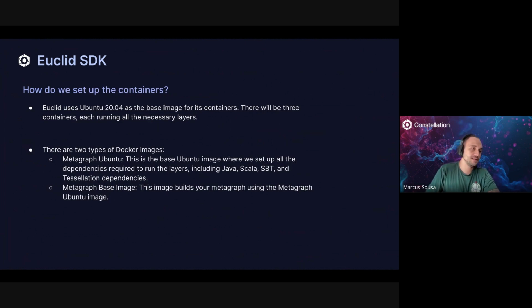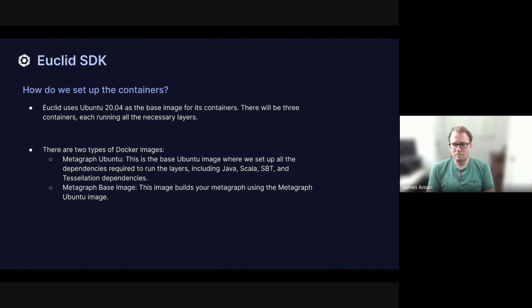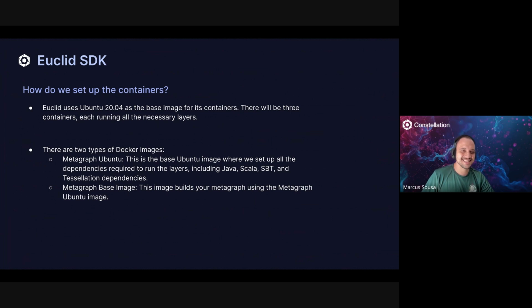So how do we set up the containers using Docker and everything? Euclid uses Ubuntu 20.04 as the base image for the Docker container. So we clone that image, like we have the Docker files and the Docker Compose files that will be shown later, that build those images, and our base image is Ubuntu 20.04. And with this Ubuntu 20.04, we need some dependencies to run the processes, such as Java, Scala, and SBT. Yeah, SBT definitely comes together with Scala.